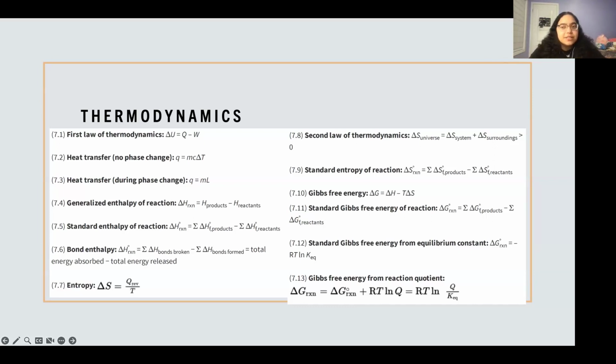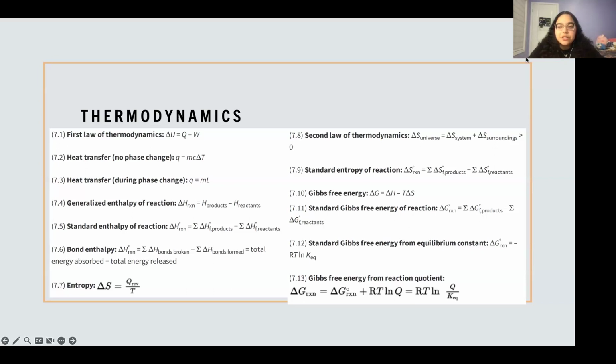Standard entropy of reaction is kind of the same thing as the enthalpy. It'd be products minus reactants. And then Gibbs free energy combines enthalpy and entropy, so it's delta G equals delta H minus T delta S. That's a very important equation to know. And then again, for standard state, you could also just take formation of products minus reactants.